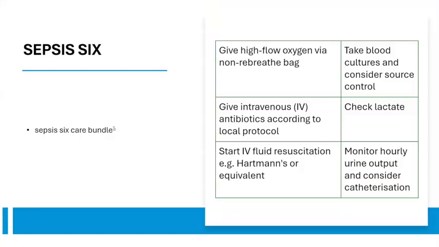What does the Sepsis Six care involve? Give high-flow oxygen via a non-rebreather face mask. Give IV antibiotics according to local protocol. Start IV fluid resuscitation with balanced crystalloid. Take blood cultures and consider source control. Check lactate, monitor urine output hourly, and consider catheterization. Those 6 we need to implement without delay, within 1 hour.